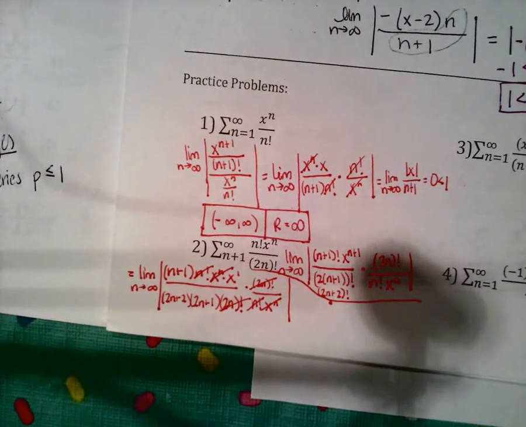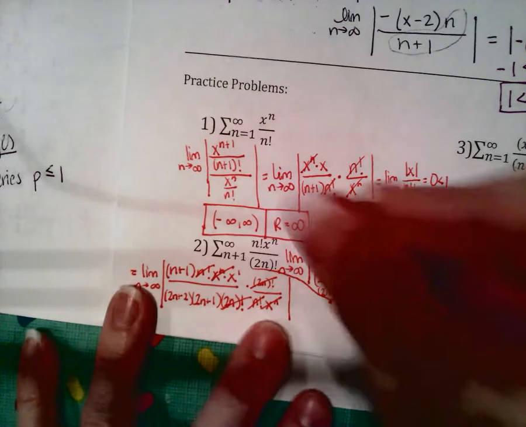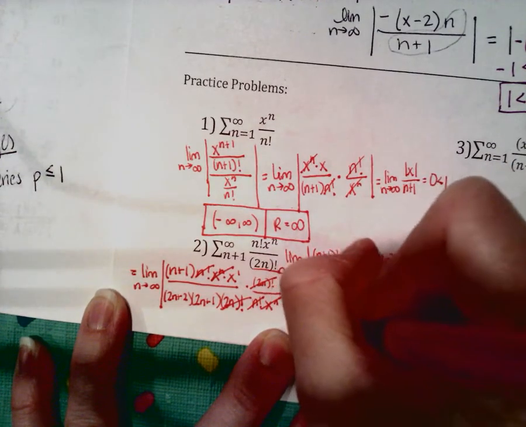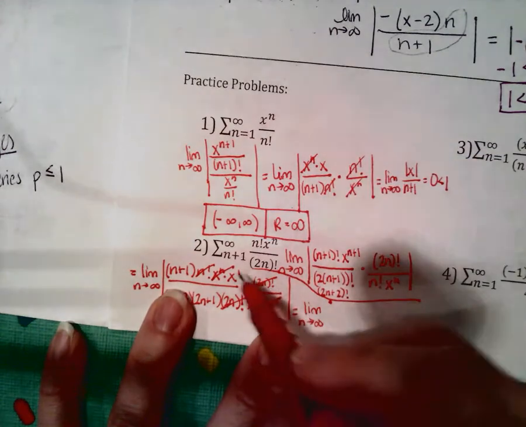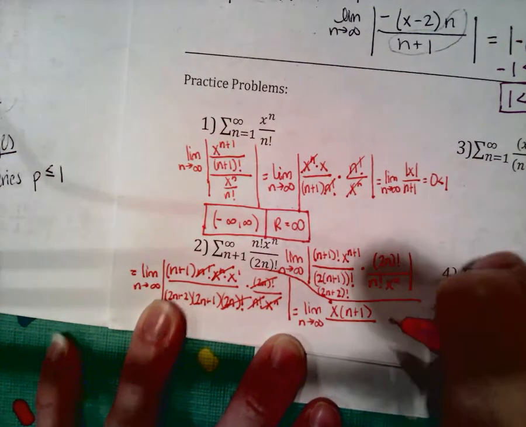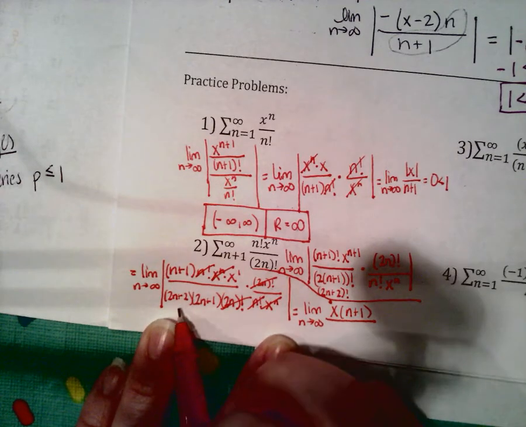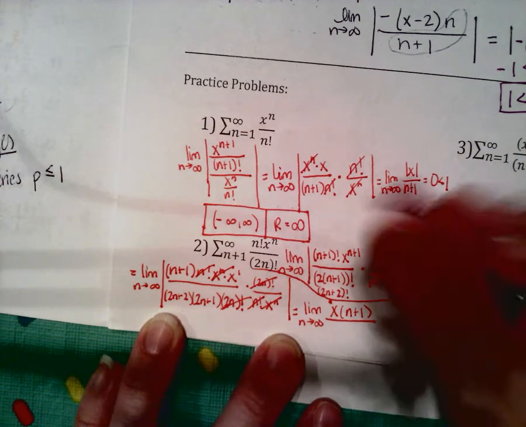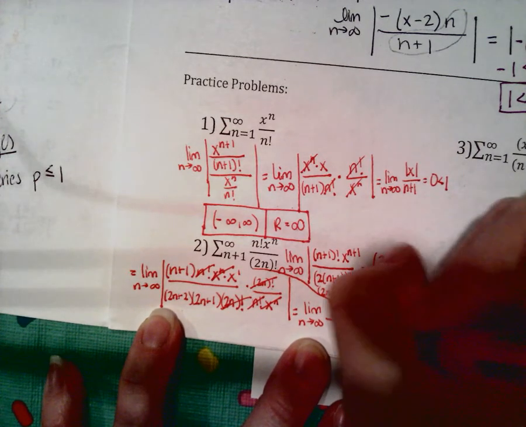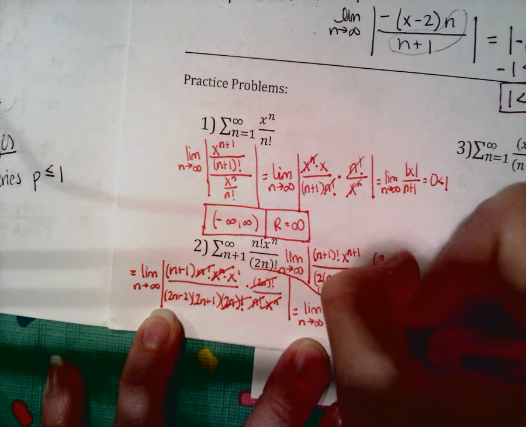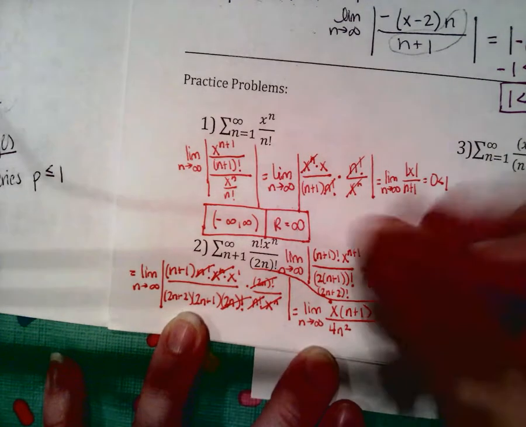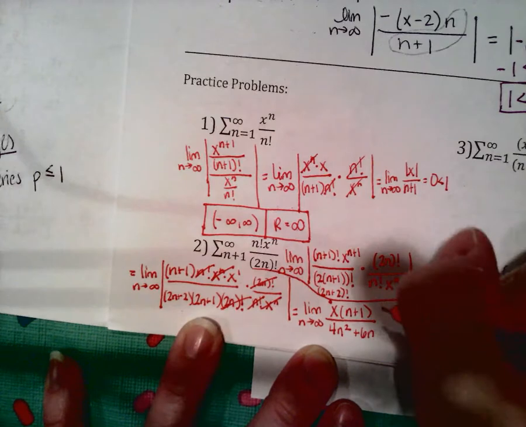So I end up with the limit as n goes to infinity. On the top, I just have x times n plus 1. On the bottom, I'm going to have this 2n plus 2 times the 2n plus 1. If I FOIL that out, that would be 4n squared plus 2n plus 4n, so plus 6n, and then plus 2.